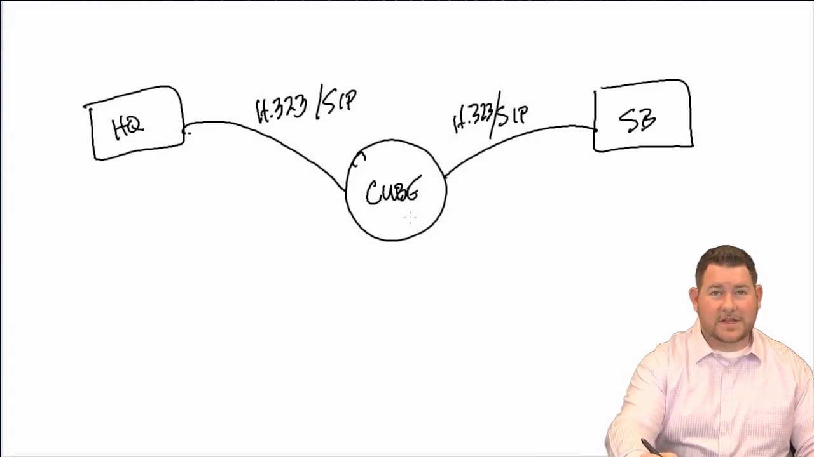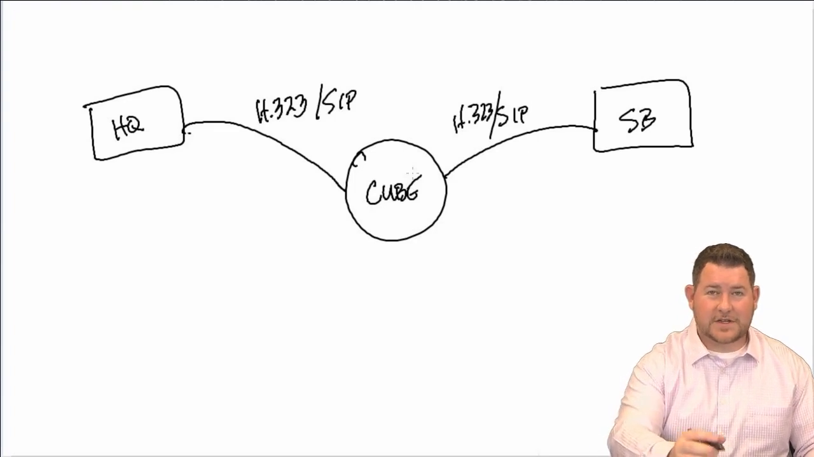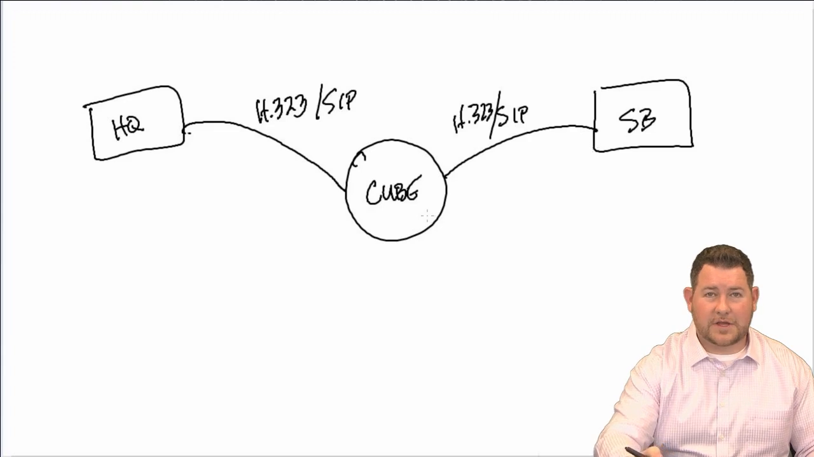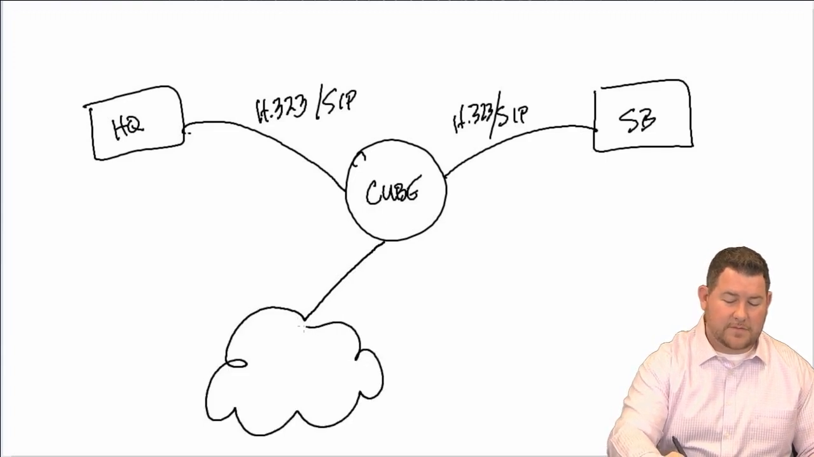So this is basically all there is to it. There's nothing crazy about this. It's just two clusters being connected together through Cube. Now you can get crazy with it. You can throw other things in there, like you can go to the PSTN, for example.